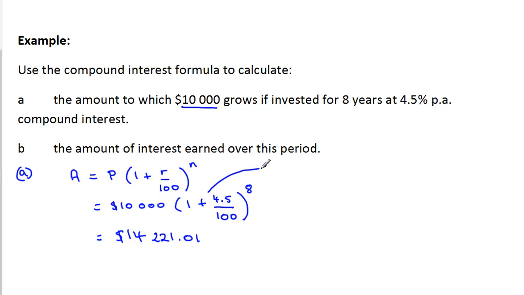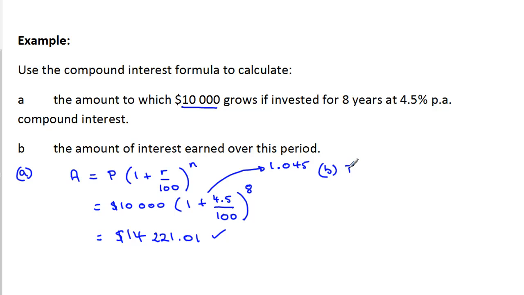By the way, this is the same as 1.045. That's our multiplier. We had a practice with these, so that's our multiplier to the power of 8. And there's our answer. So quite an easy way to work it out. That's over 8 years. Instead of doing it year after year after year, you can do it in virtually 2 or 3 steps. Now B says, so what was the interest earned?